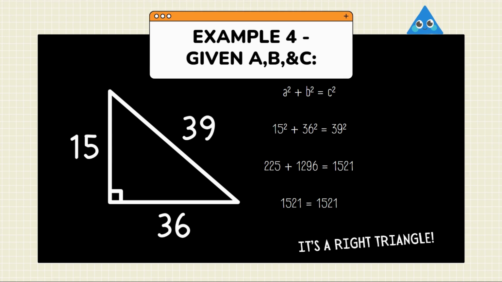If you square 15, you get 225. If you square 36, you get 1296. And then that is equal to 39 squared, which is 1,521. So 225 plus 1296 is equal to 1521. So just add them both. Add 225 and add 1296. Then you get 1521. So 1,521 is equal to 1,521. Since they both are equal, it's a right triangle.